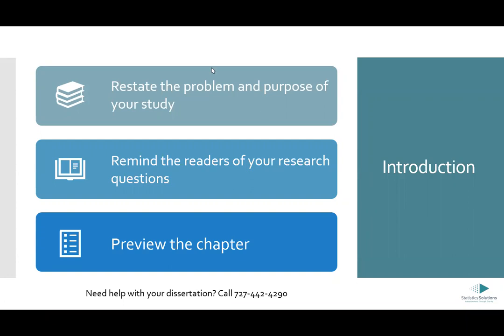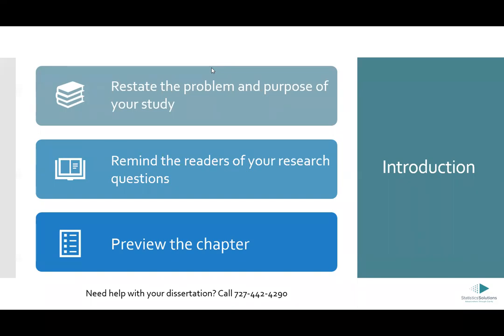So to start, you're going to begin with a brief introduction. This is very similar to all the other chapters in the dissertation. So the first step is to reorient the reader to your study. Remember here that by the time they've gotten to this chapter, they've already read through your introduction, your methods, your literature search, your data analysis plan. So they've read through quite a bit, and you just need to remind them exactly what it is that you're doing.